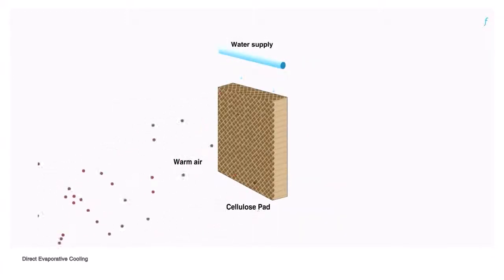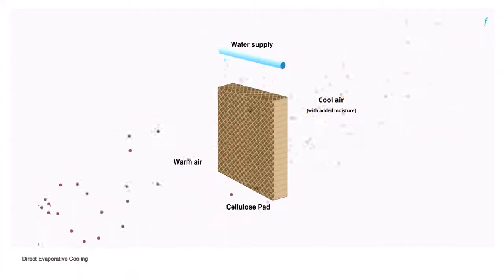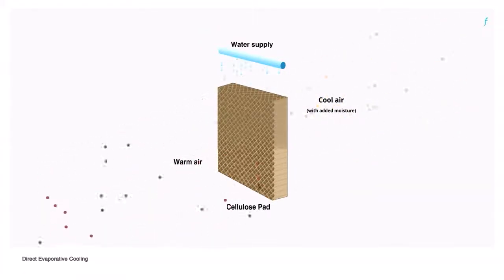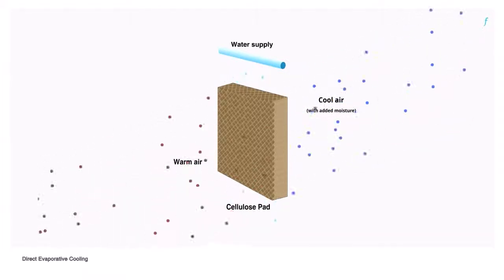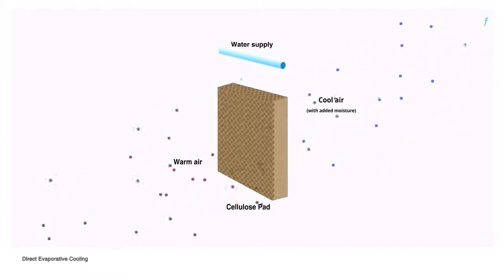In direct evaporative cooling, warm air from outside is pulled through moist pads where it is cooled due to evaporation. The cool air with added moisture is then drawn to the space requiring cooling using a blower.